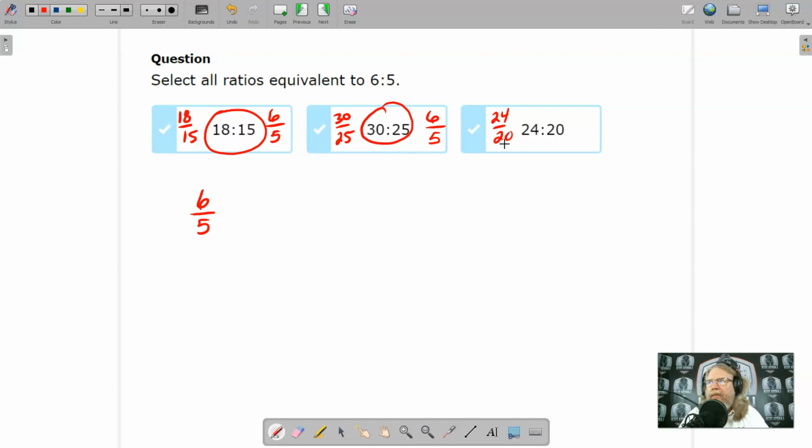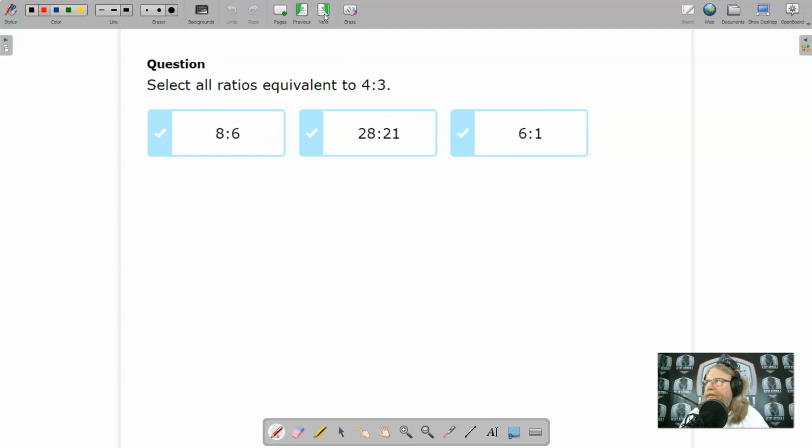24 and 20 both share a common factor of 4. 24 divided by 4, 6. And 20 divided by 4, 5. 6/5 compared to 6/5. They are equivalent. Turns out that all 3 of these ratios are equivalent to 6 to 5. Now you could go ahead and cross product those if you wanted to, double check it, but I think you're going to find that it turns out to be okay.